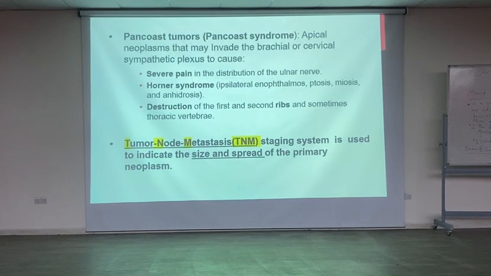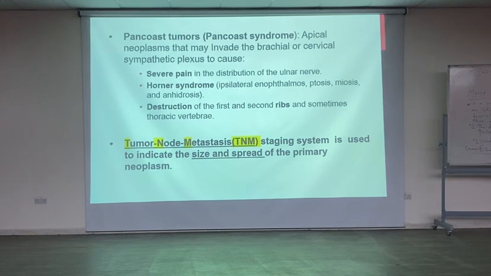Now sometimes the tumor, whatever the histologic type, may involve the lung apex, the most superior part of the lung. And this will result sometimes in infiltration of the brachial and the cervical sympathetic plexus. So the apical tumor is called Pancoast tumor. And if it causes infiltration of the brachial or the cervical sympathetic plexus, we say the tumor has caused what is called Pancoast syndrome.